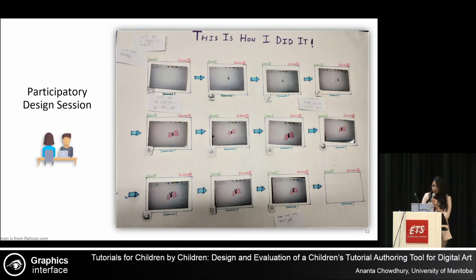When the participants were creating the tutorial, we observed how they interacted with our prototype, and we also received feedback from them about what they liked and didn't like about their prototype. So that's all about our design sessions, and now I'll talk about some of the findings from our study.